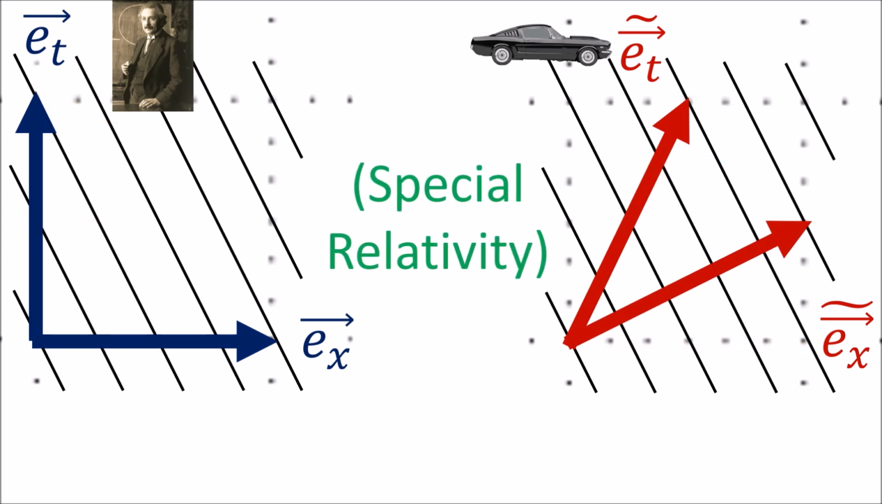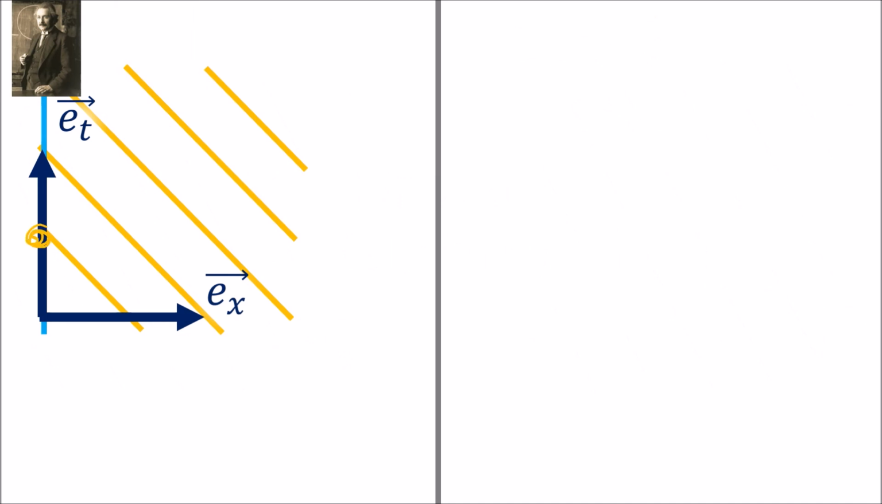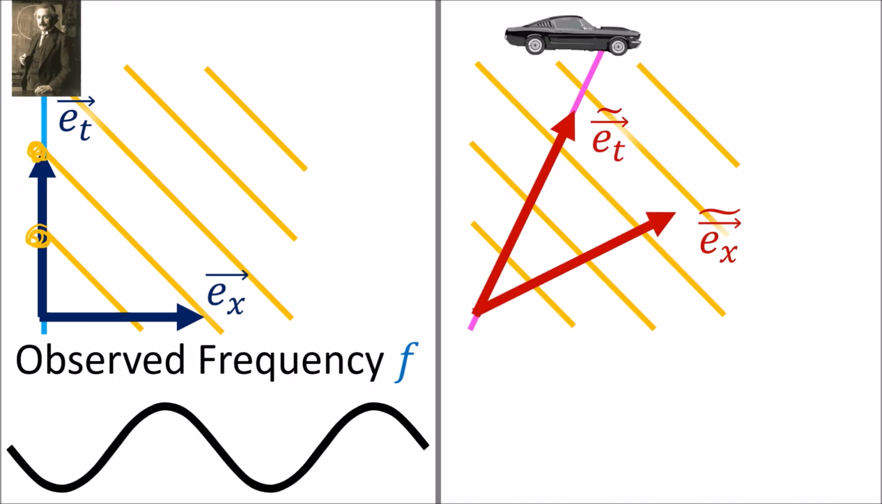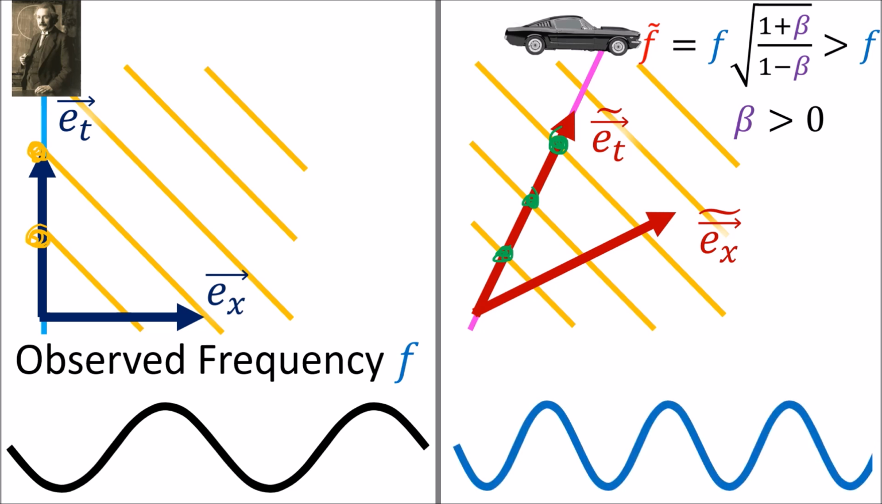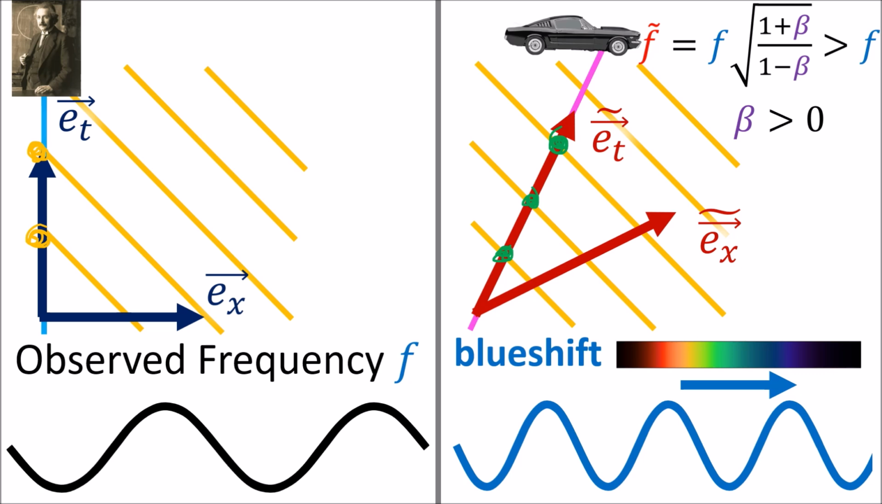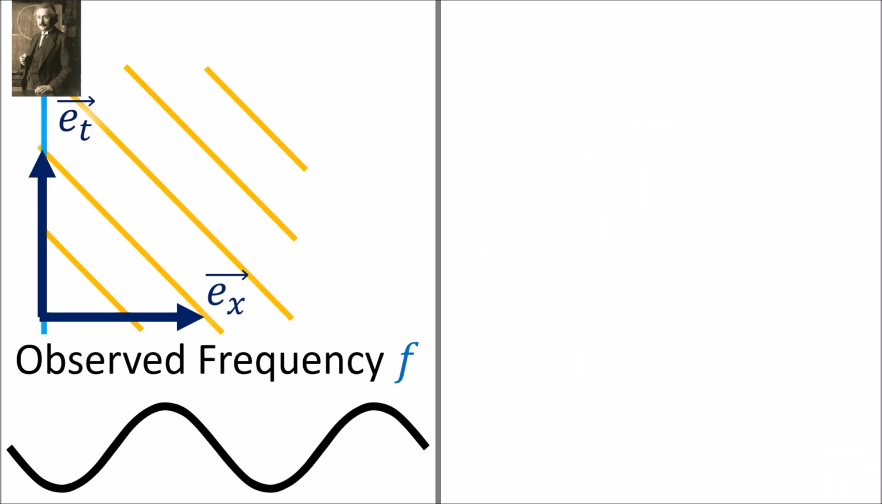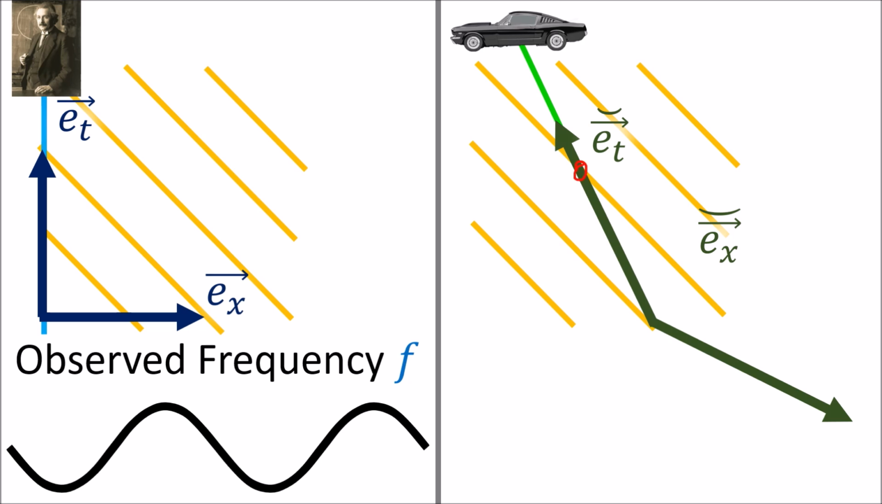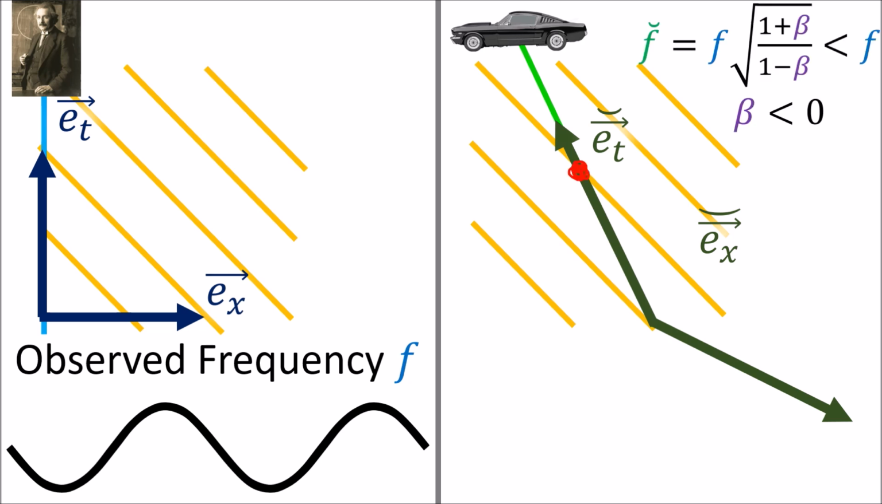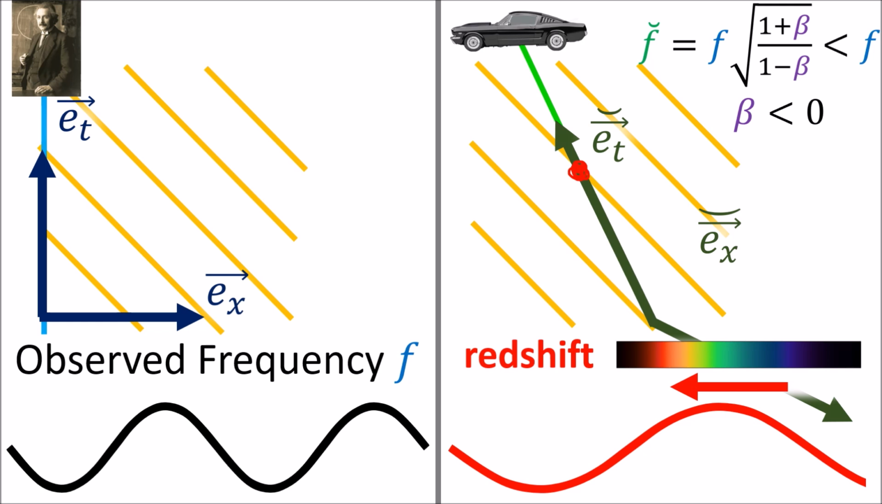For special relativity, we use the Lorentz transformation, which causes the time and space axes to move together like a pair of scissors. If Einstein observes this light wave to have one frequency, the car, which is running toward the light source, will pierce more wave fronts with its time basis vector, so it observes a higher frequency, meaning the light is blue-shifted. Similarly, if the car is running away from the light, its time basis vector pierces fewer wave fronts, and so it observes a lower frequency, meaning the light is red-shifted.